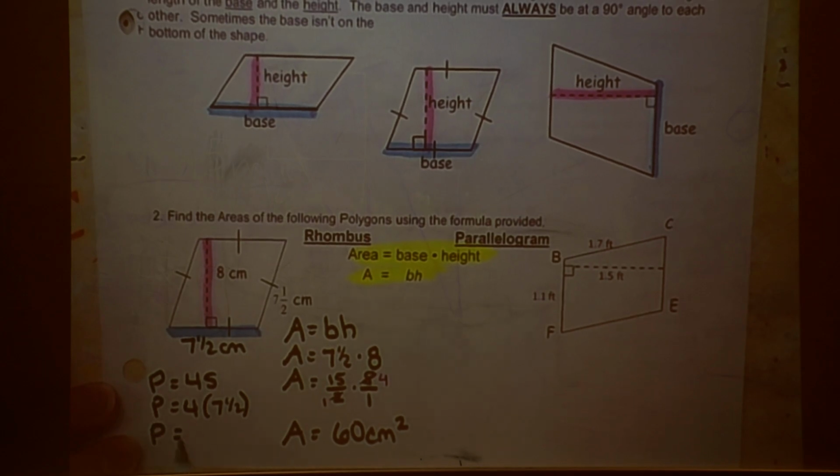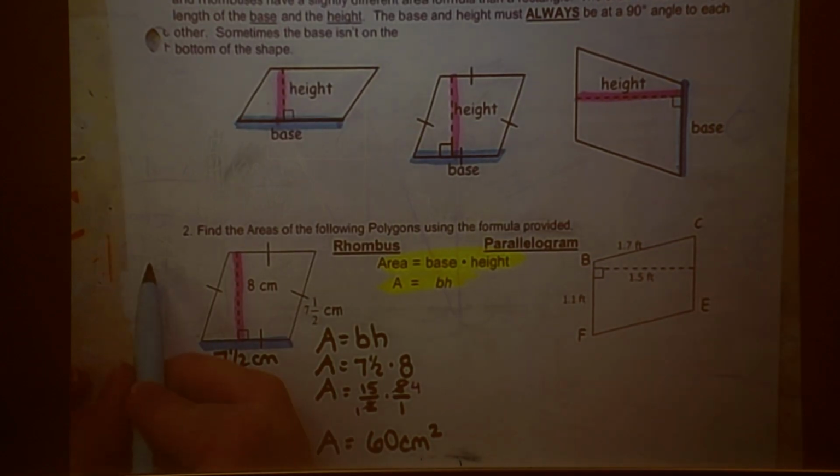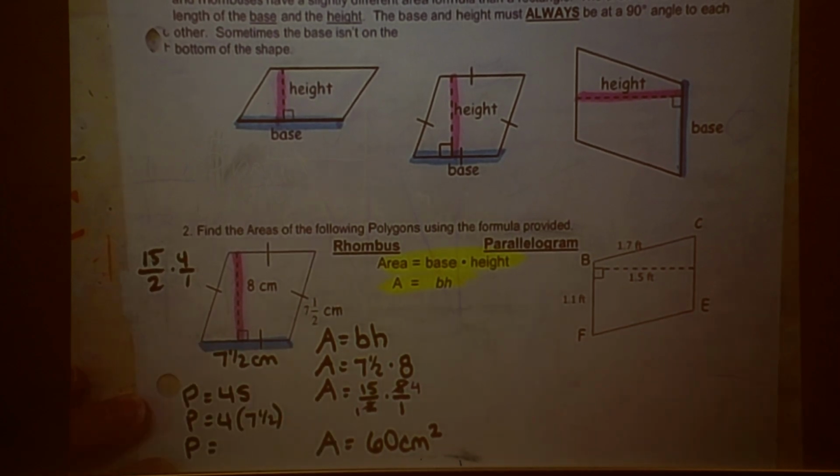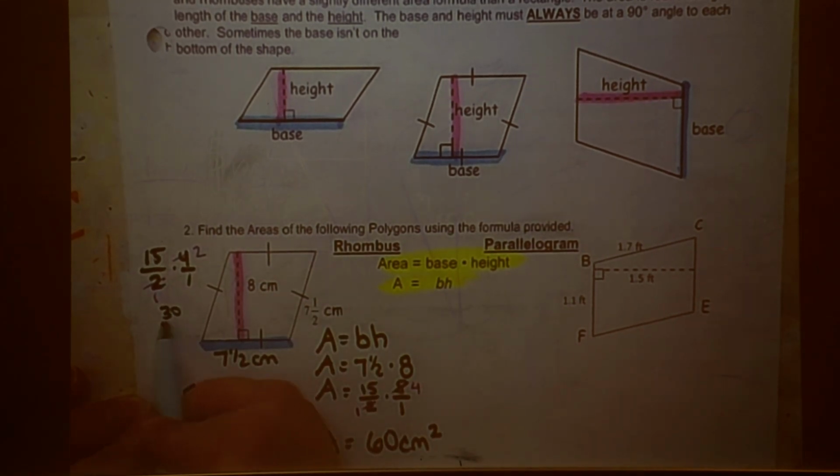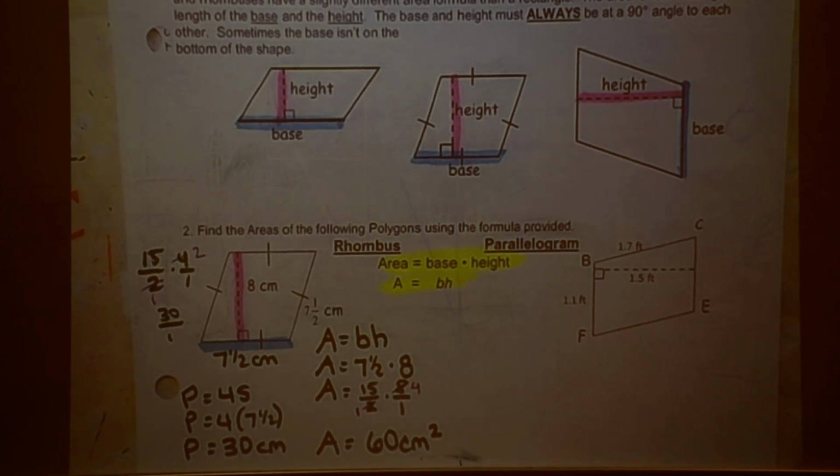And that perimeter, now I can use some space over here if I didn't leave myself enough room. 15 halves times 4 over 1, simplify, and I would get 30 over 1, which is just 30 centimeters for the perimeter.